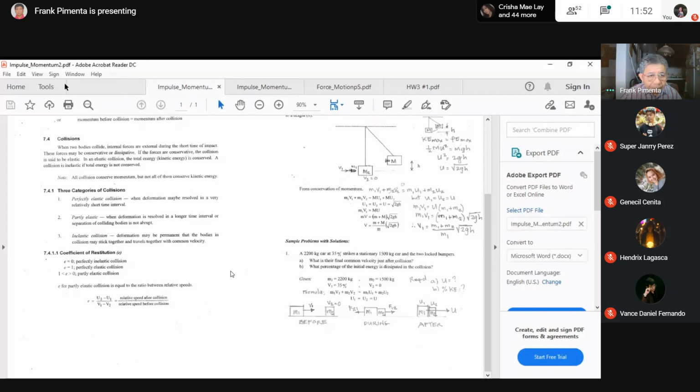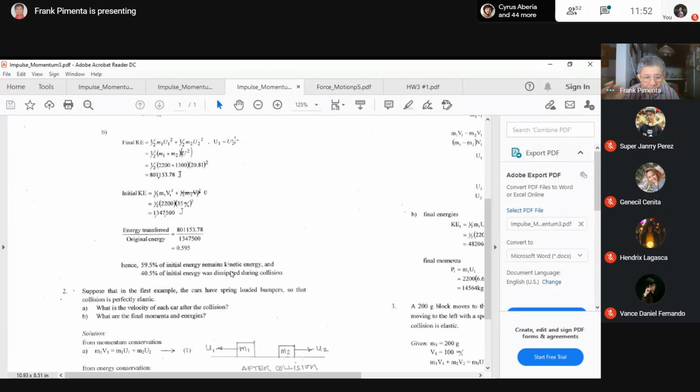Any question, class? Do you have any questions? So this conservation of kinetic energy and conservation of momentum have similar approach. Make the correct figure first, then write the correct energy equation.